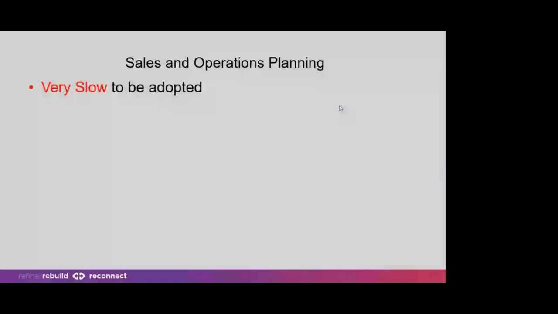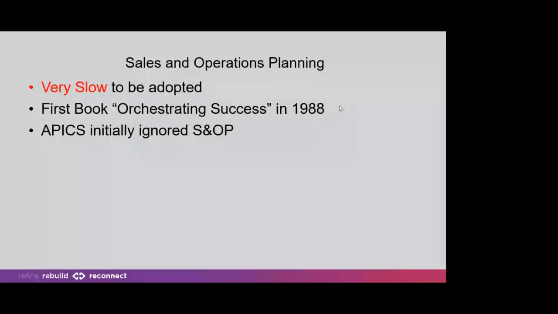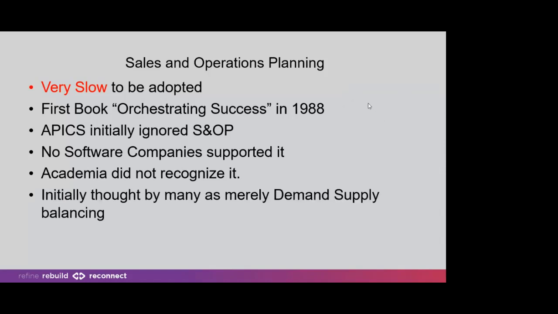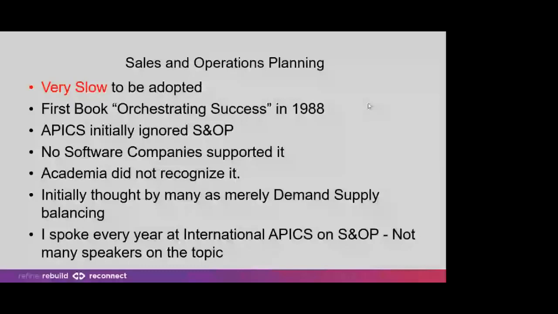But it was very slow to be adopted. I was very disappointed by that. We wrote the first book in 1988, so it took 4 years to get a book out after we introduced the process. SAPICS initially ignored SNOP. No software company supported it. Academia wasn't aboard at all. They didn't come up with it, so they really didn't want to support it. And initially, a lot of people thought of it as merely a demand-supply balancing situation.